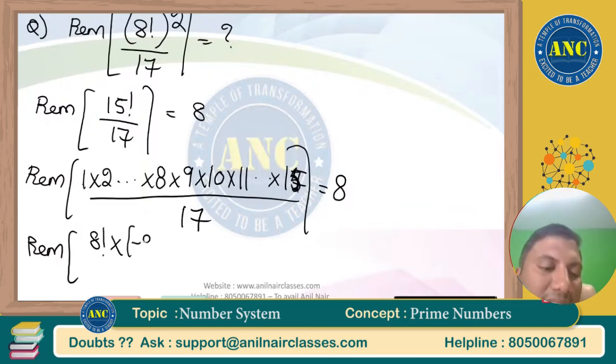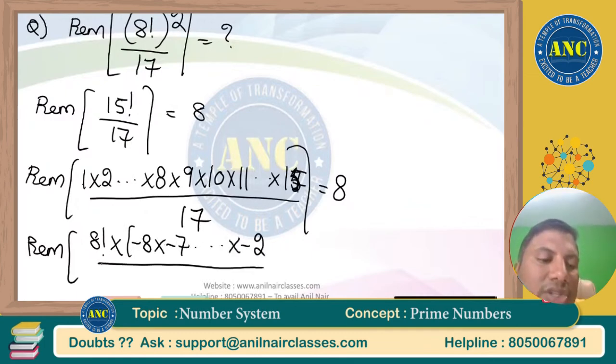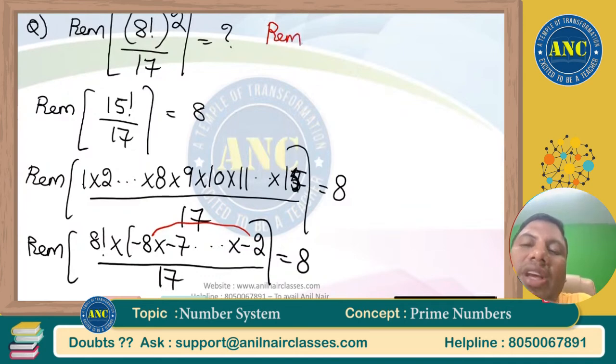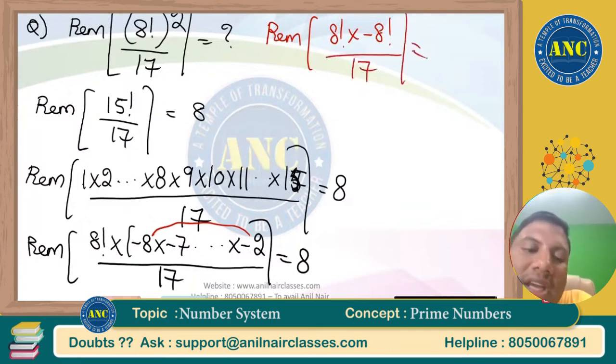9 divided by 17 is minus 8, 10 divided by 17 is minus 7, up to 15 divided by 17 is minus 2. Again I am repeating: 9 divided by 17, 17 ones are 17, minus 8, minus 7, up to minus 2. There are 7 negatives, and if I multiply, I will get a negative, minus 8 factorial, divided by 17.